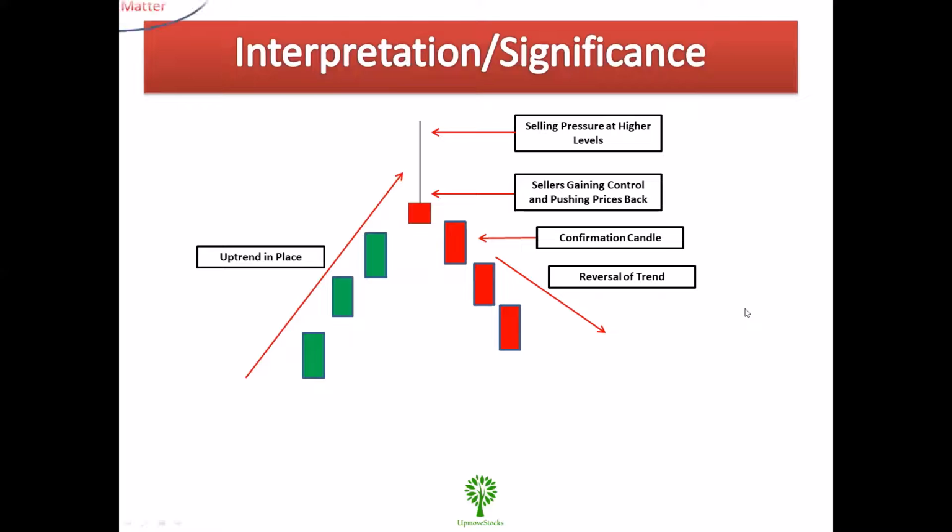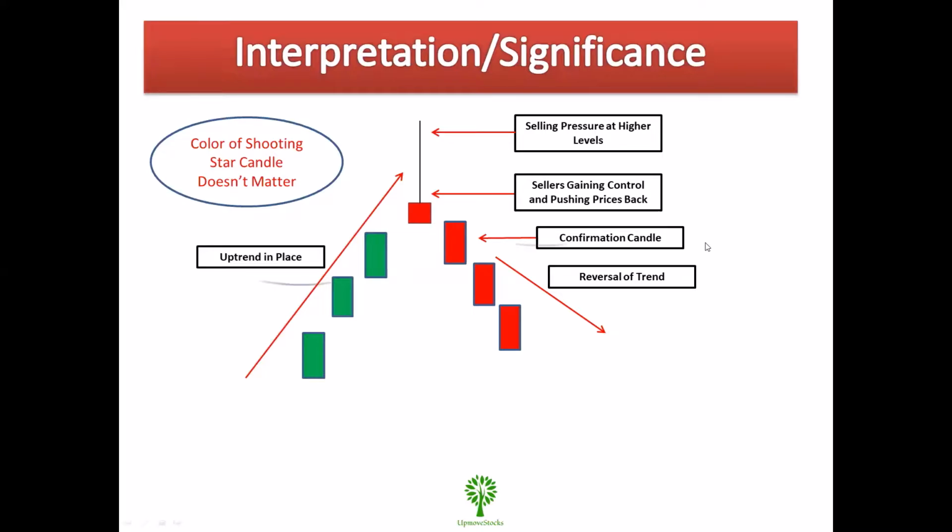So moving forward, it is very important to note that the color of the shooting star candle does not matter. Even if it is green, it is not going to make any difference. It will again be called a shooting star candle only, because the objective of identifying a shooting star candle is that the stock or index is not able to maintain or retain its higher prices. Pressure is coming at the higher level. So the color of the candle will not hold any importance in the case of a shooting star candle. It is very, very important to note.